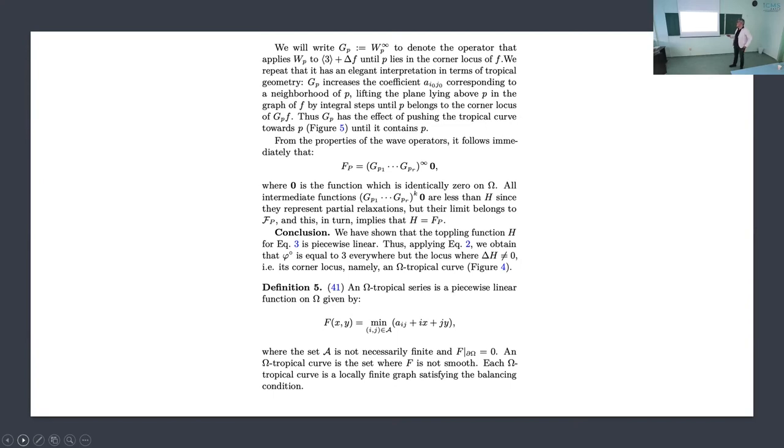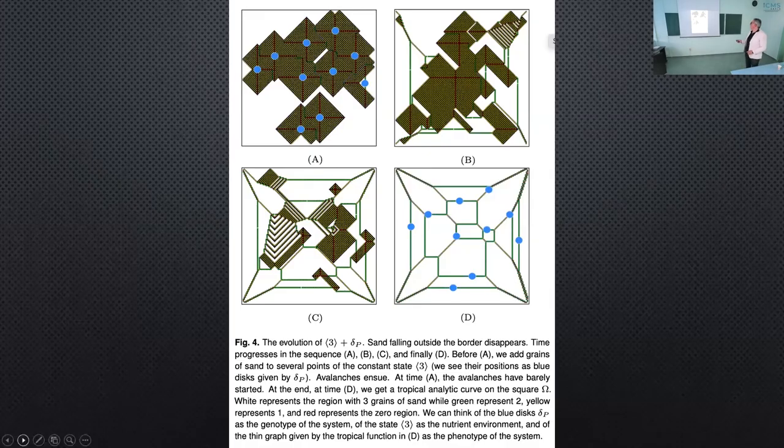There is an equation maintaining that the Laplacian is equal to 3 everywhere, but the locus where the gradient function is not zero, the corner locus, is namely an omega-tropical curve. And this is how we show that the final state of the sandpile is going to be a tropical curve passing through the points. And this is what we already saw in the video.